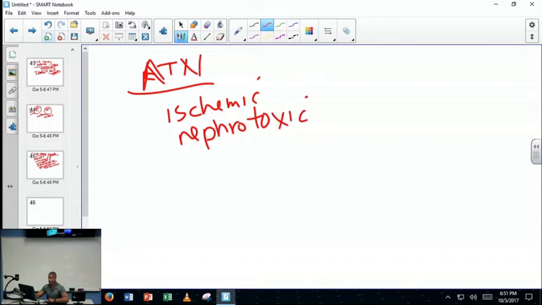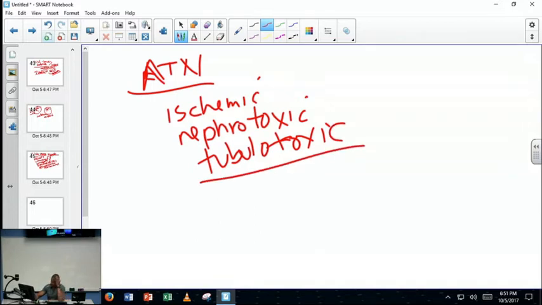And really, it should be called tubulotoxic, to be honest. Because that's really what we're talking about, because it doesn't affect the glomerulus. The aminoglycosides, they don't affect the glomerulus. So when it passes into urine, it does the damage to the tubules, not to the glomerulus itself. So that's what ATN is. It's a different cause of damage to tubules.